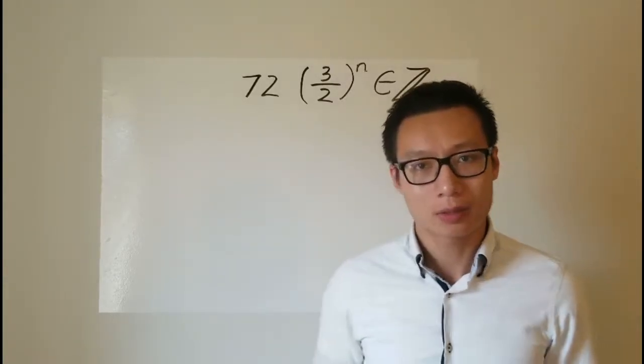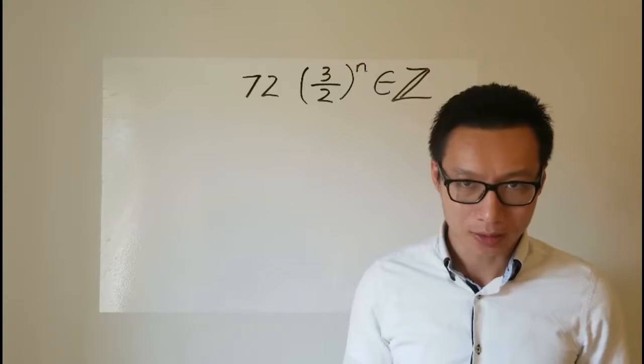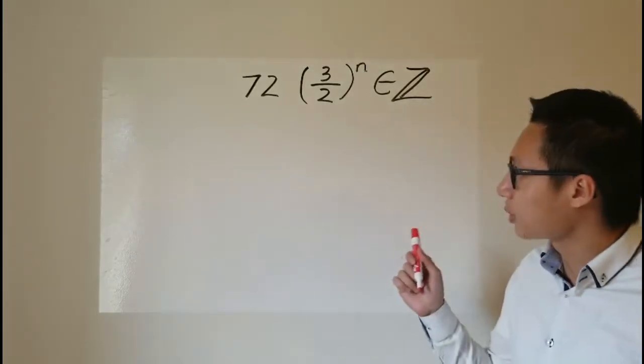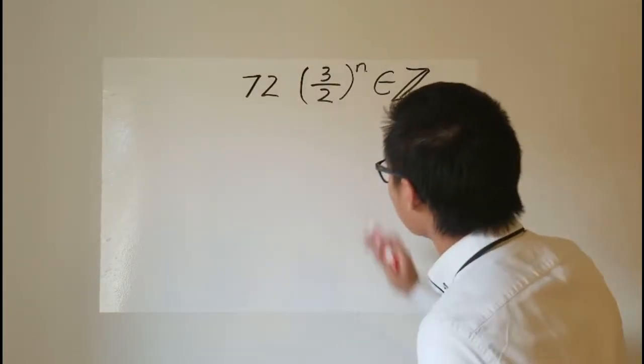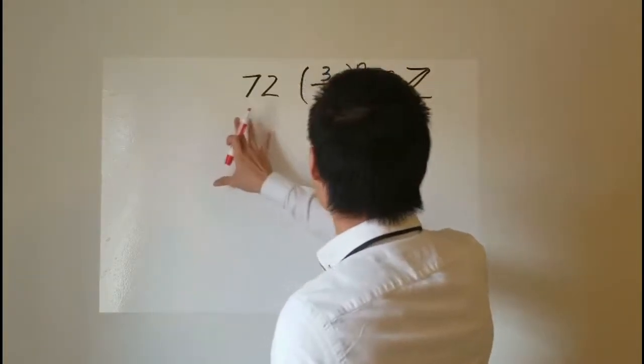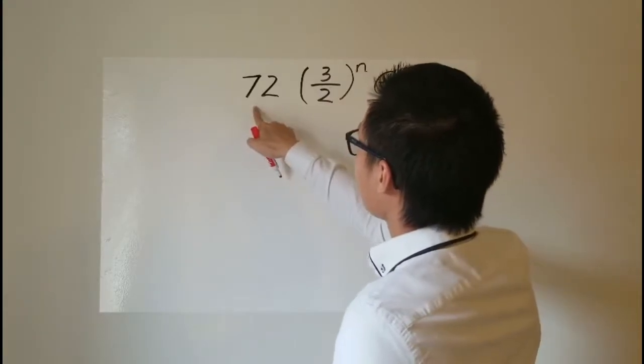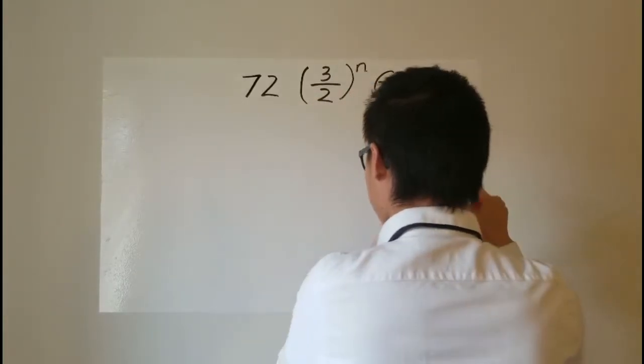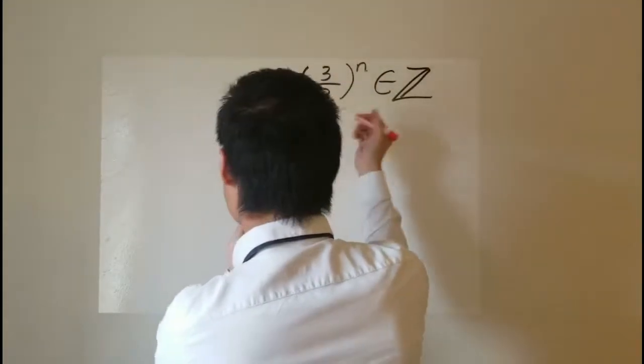This is a number theory problem from the University of Waterloo's Cayley math contest, which is aimed at Ontario grade 10 students. This is question number 20 from the year 2015, which reads: given n is an integer, for how many integer values of n will the expression 72 times (3 over 2) to the power of n produce an integer result? Let's just plug in some examples.